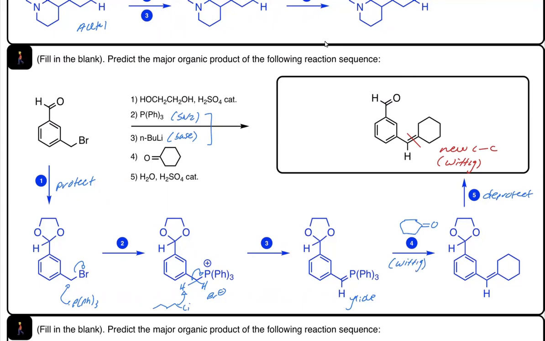Now, we had to protect prior to forming that ylide because if I just went right ahead and tried to generate an ylide, the ylide could react with the aldehyde, and that's problematic. We want to protect, then go through the ylide preparation process, do the Wittig reaction, and then ultimately deprotect.